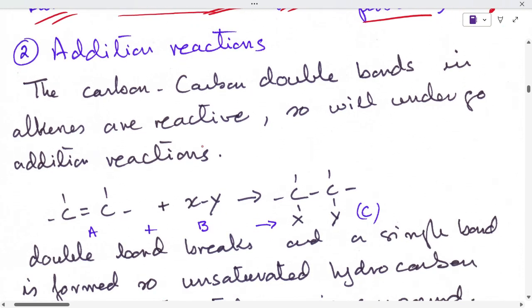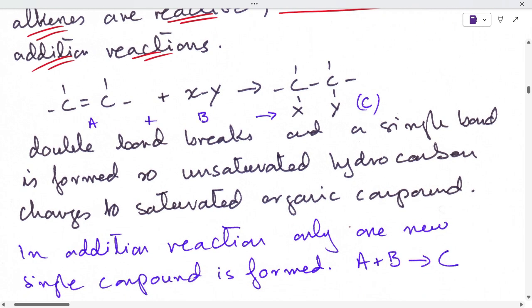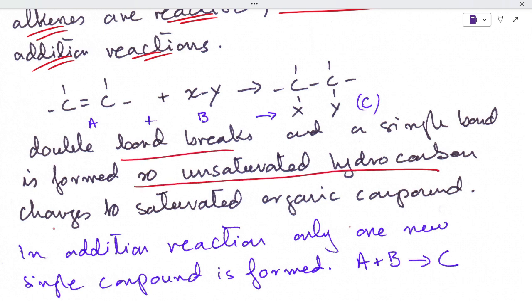Now the second reaction is addition reactions. These reactions are specific for unsaturated hydrocarbons and hold quite a lot of importance from your examination point of view. The carbon-carbon double bond in alkenes are reactive, so will undergo addition reactions. Simply another element, atom or a group of atoms can be added and a single product is formed. Double bond breaks and a single bond is formed, so unsaturated hydrocarbon changes to saturated organic compound.